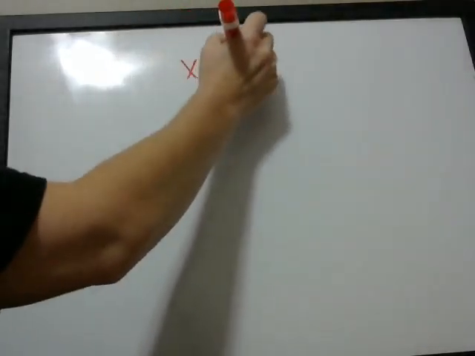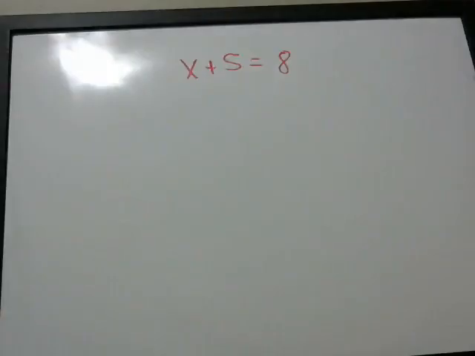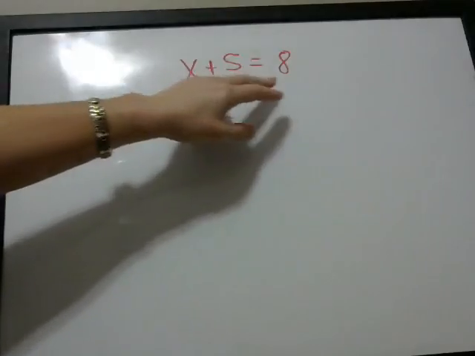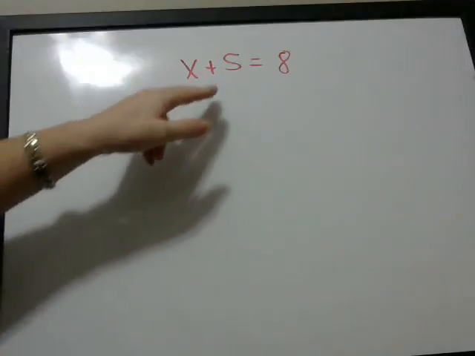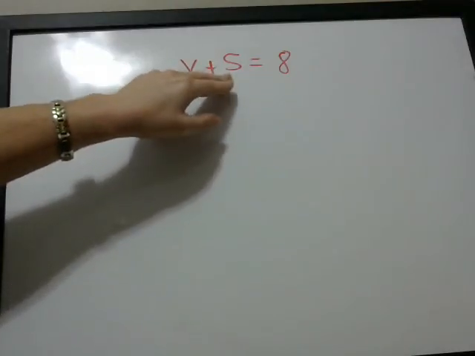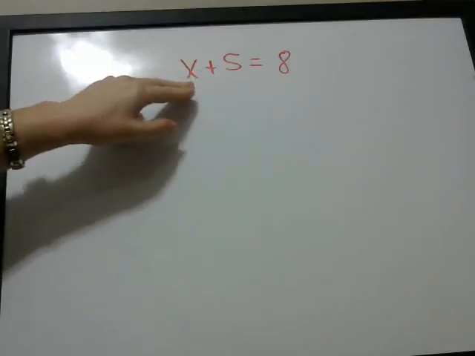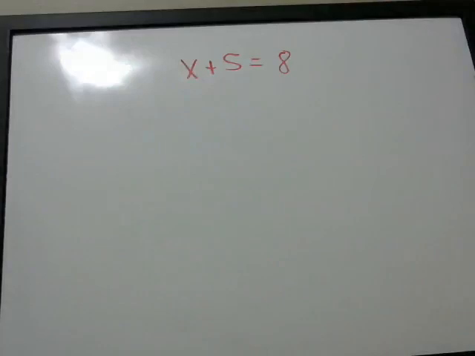So let's say we had a problem, x plus 5 equals 8. You might be able to do this one in your head, right? What plus 5 is going to give you 8? Well, we know the answer is 3. But algebraically, you want to get x by itself. So you need to get rid of this 5 because we want the equation to say x equals something. So how do you get rid of that 5?